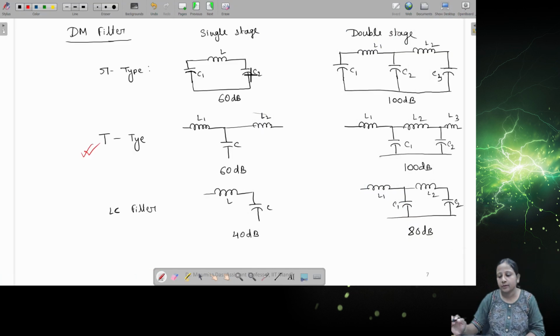In case it doesn't work, which may happen, then instead of T you can choose Y type of filter, or you can change the values of C, L1, L2 and check whether it is matching or not. If that is still not working, you can choose LC type of filter. And if the attenuation requirement is high, then you can go for the double stage instead of the single stage type of filter.